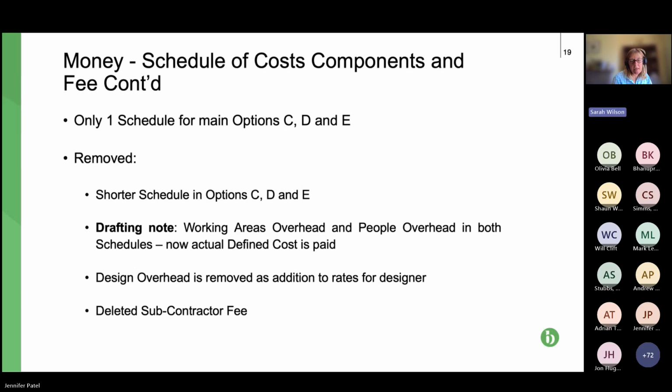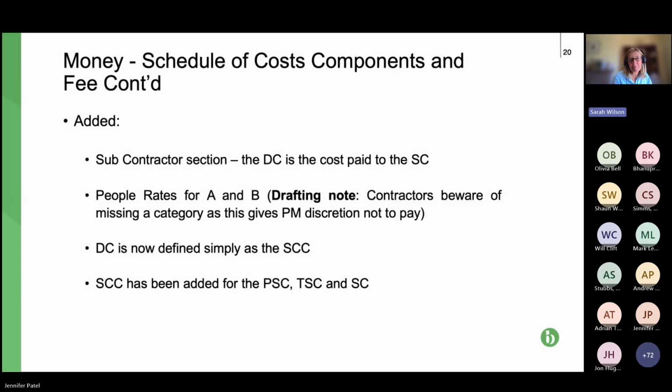Also, the design overhead has been removed, and it's now included as an addition to the rates for the designer. And also the subcontractor fee has been removed from the contract data part 1, and we'll see why, I think, in the next slide, please, which I think is what has been added. Yes. So what's been added is a subcontractor section. This is good, I think, in terms of making the contract more efficient.